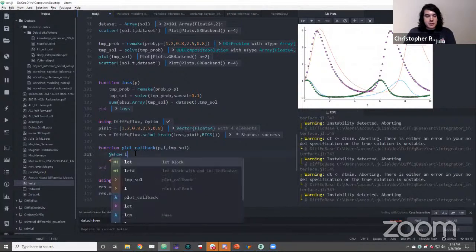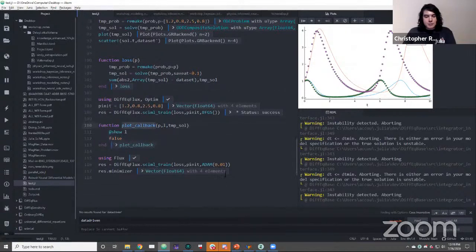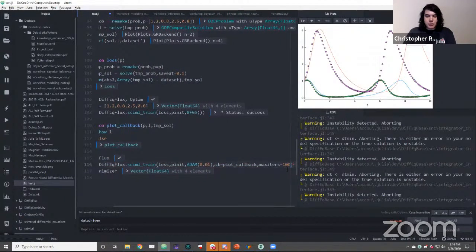What I want to do first is I just want to say, here, let's just take our loss. So our loss function shows up as the first thing after the parameters. Let's take our loss, and let's plot it each time as we do this optimization. And so we say that cb equals plot callback. And for now, when you're utilizing one of these optimizers from the neural network library, you have to tell it how many iterations you want to run it for. So for example, maxiters equals 100.